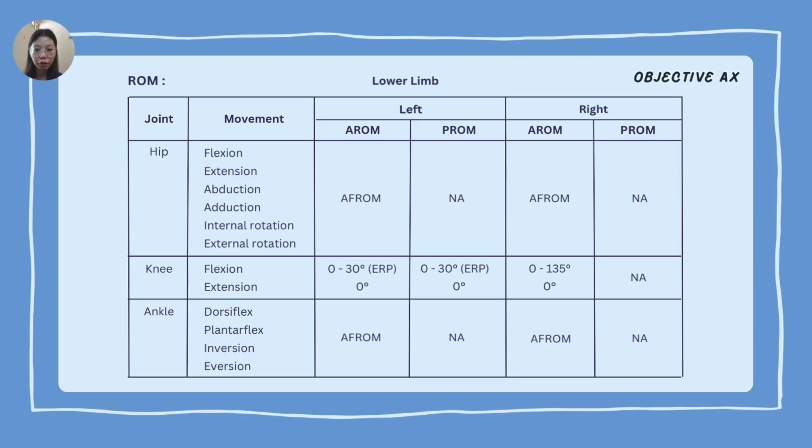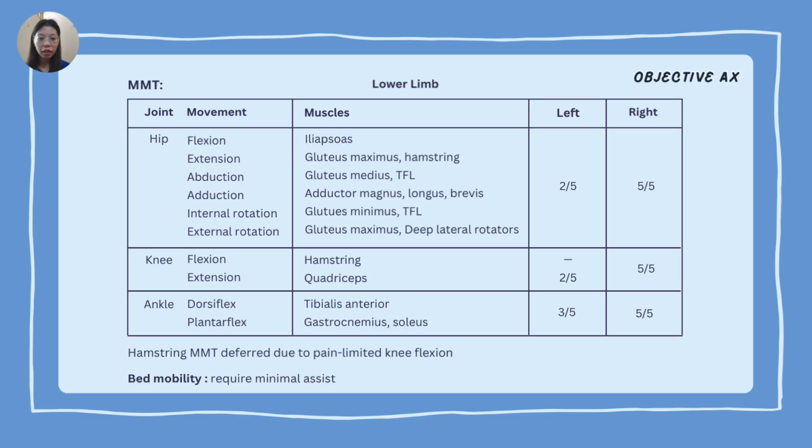For range of motion, the right limb achieved AFROM with knee flexion 0 to 135 degrees. For the left limb, the knee flexion is 0 to 30 degrees due to end range pain, and the rest is AFROM. For MMT, the right lower limb achieved overall 5 over 5. For left lower limb, the hip and knee achieved 2 over 5 and ankle achieved 3 over 5. The left side hamstring MMT is deferred due to pain-limited knee flexion. For bed mobility, patient requires minimal assist.